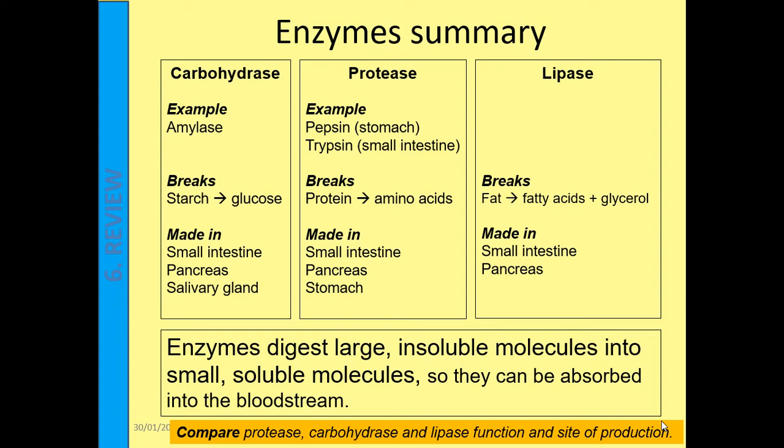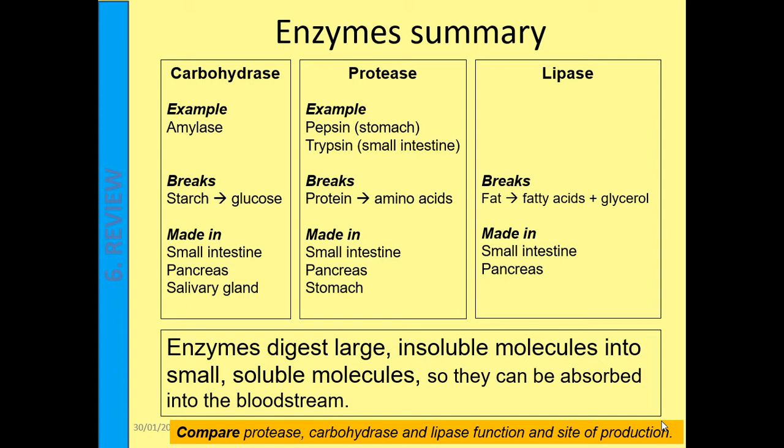But in actual fact, there's kind of an in-between stage where the protein becomes a peptide, broken down by pepsin, and then the trypsin breaks it down further into amino acids. Again, made in the small intestine, the pancreas, but also the stomach, because the pepsin's working in the stomach.